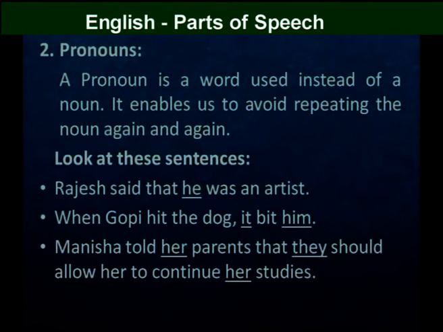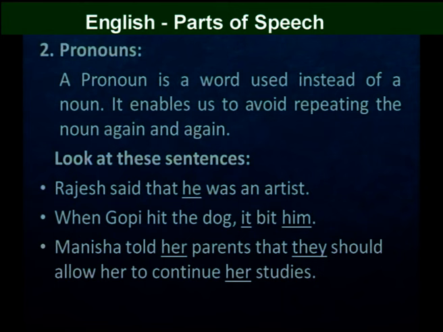So, it refers to dog. Him refers to Gopi. So, instead of dog again, when Gopi hit the dog, the dog bit Gopi. So, we need not mention again dog and Gopi in the second part of the sentence. Instead, we use pronouns in place of nouns. So, in this sentence, in place of dog, we can use it. It is used in place of dog. Him is used in place of Gopi.